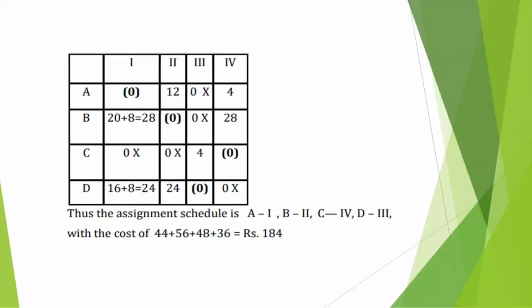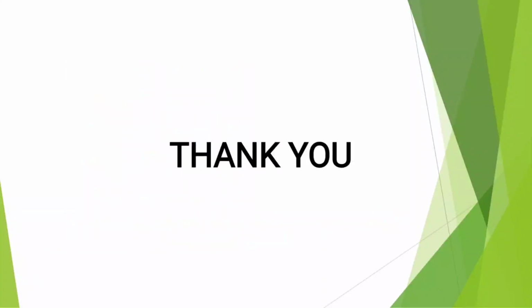So we have the first zero assigned in the A1 place, next zero assigned in the B2 place, next zero in C4, similarly the next zero in D3. That is, we have the assignment schedule as A1, B2, C4 and D3. So the minimum cost is 44 plus 56 plus 48 plus 36, which is 184. This is the optimum solution. Thank you.